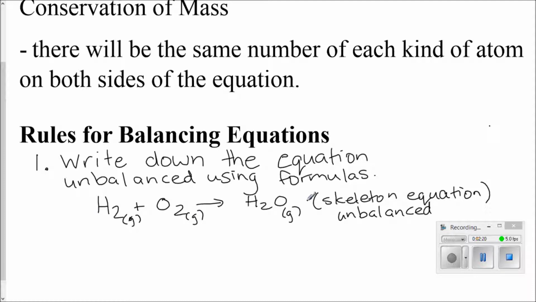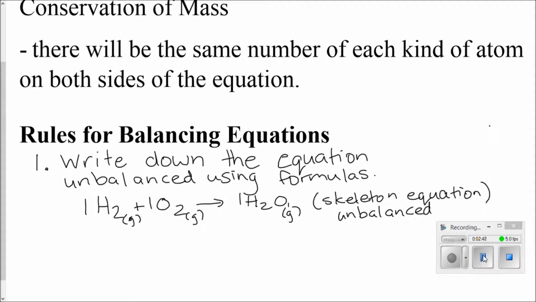This is unbalanced. It breaks the law of conservation of mass because I have two hydrogens here, and I end with two hydrogens, that's good. I wasn't God there. But I started with two oxygens and I finished with one. If I truly did this reaction, if I had one H2, one O2, and one H2O, I destroyed one oxygen. That is impossible for me, and it breaks the law of conservation of mass. It is a skeleton equation.